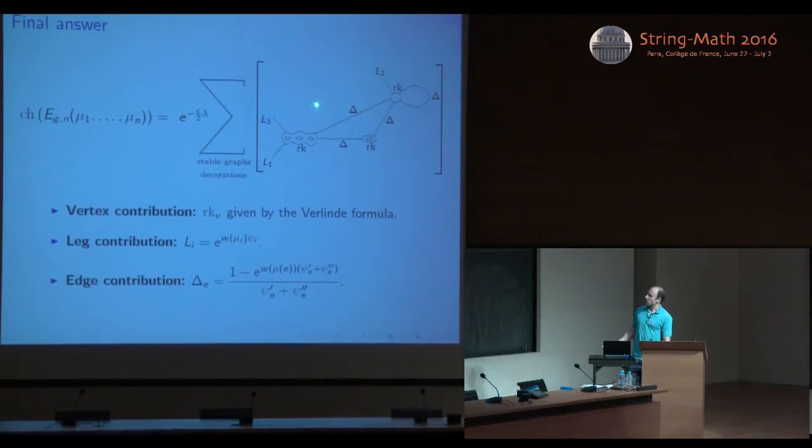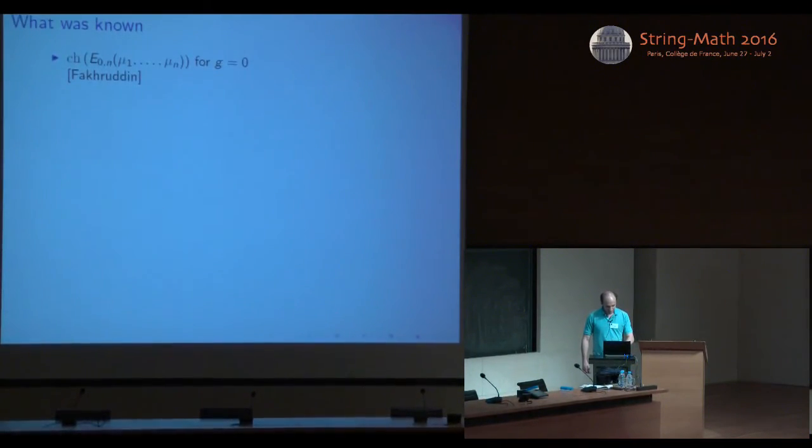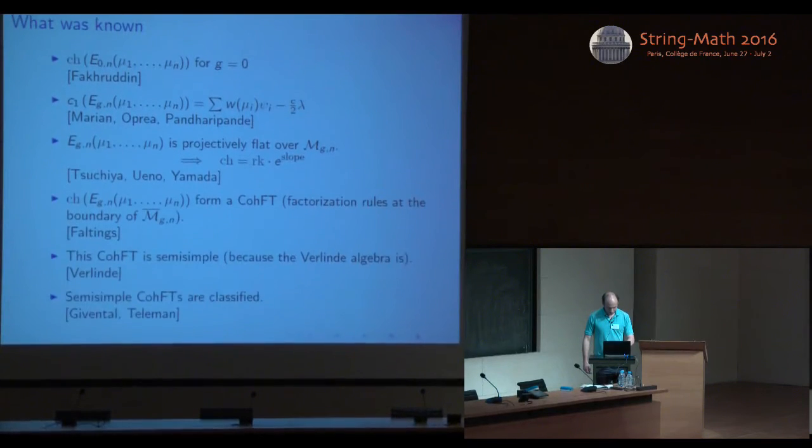Okay, so one last definition before I give you the answer. If you have a stable graph, a decoration assigns a level L representation to every half edge. So here is the graph. On the legs, you actually already have level L representations given by these mu_i's. But now to every other half edge, I also assign at random a level L representation in such a way that the two representations on the two half edges that form an edge are conjugate to each other.